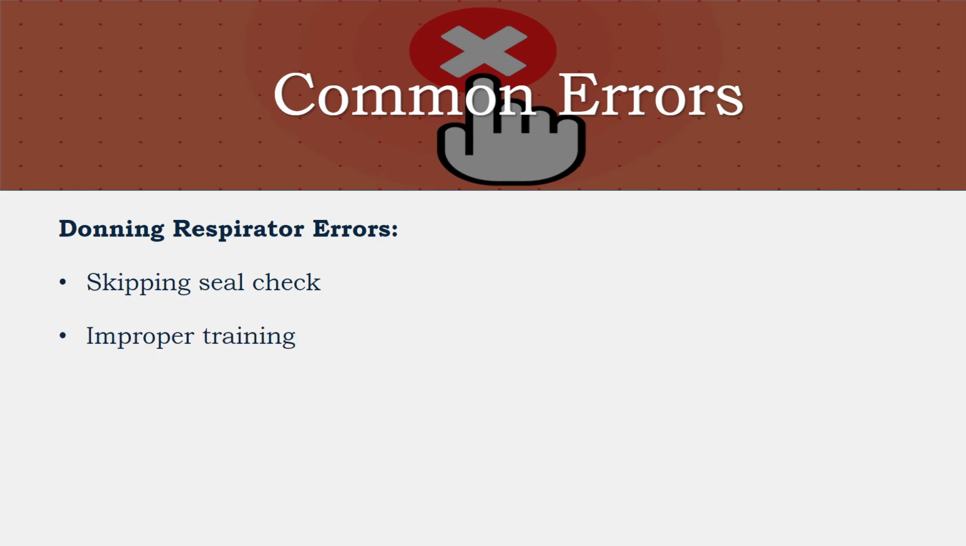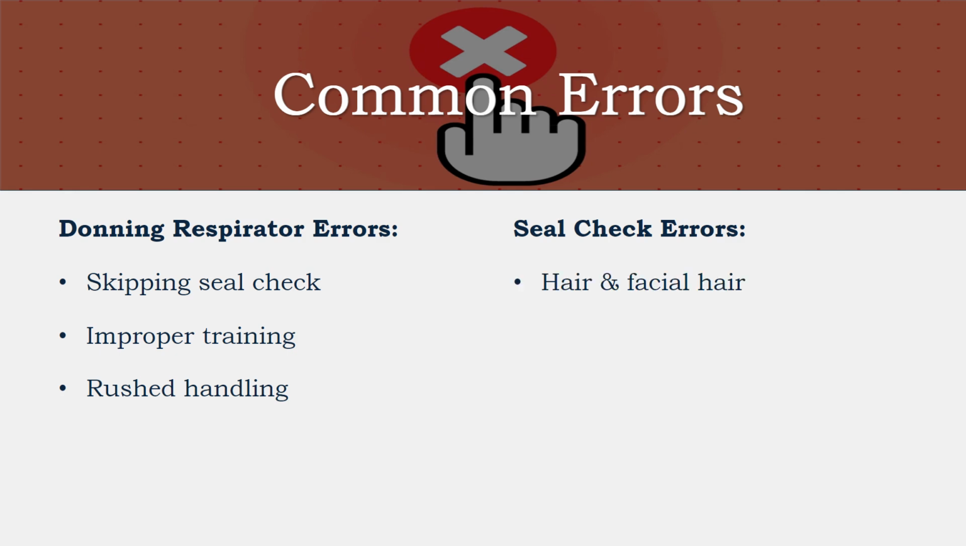Improperly trained staff. Users may not receive adequate training on how to correctly don and check their respirators. And rushed handling. Users may rush the process or have unconscious habits that lead to skipped steps and a poor seal. Some common reasons and outcomes of seal failures include hair and facial hair.